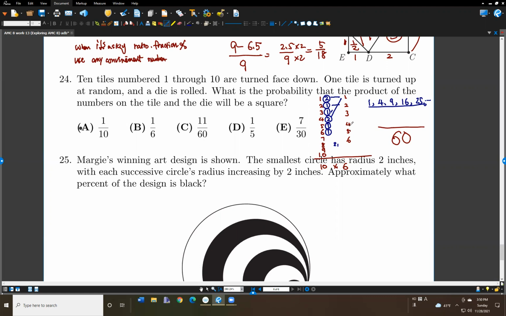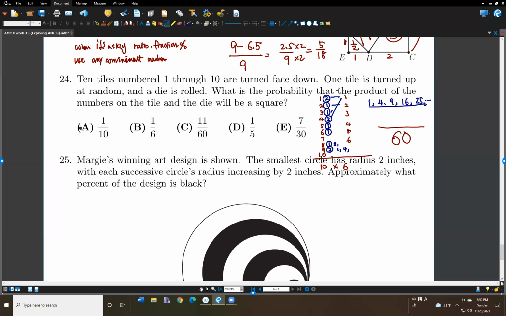8 times 3, 4, what is it? 24, 32, 40, 48, no. Only 1 number. What about 9? 9 times 1, okay. 9 times 3, no. 9 times 4 is 36. 9 times 5 is 45. So that's 2 numbers. What about 10? 10 is not working, right? Okay. So that's all the cases.